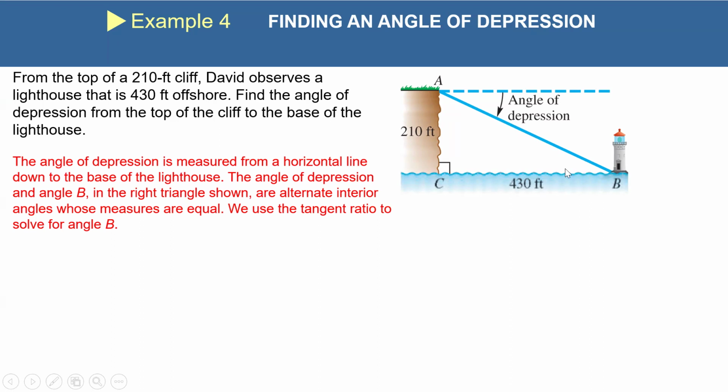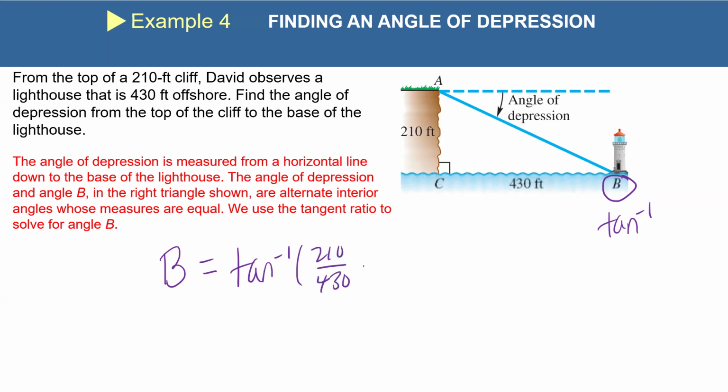So if I have angle B, what are the values that I have? I have its opposite side and its adjacent. I'm looking for the angle. So what am I doing? The inverse. So to find B, we're going to have to use tan inverse. So angle B equals the tan inverse, and tan means opposite over adjacent. What's my opposite? 210 over my adjacent, which is 430, and that's it.